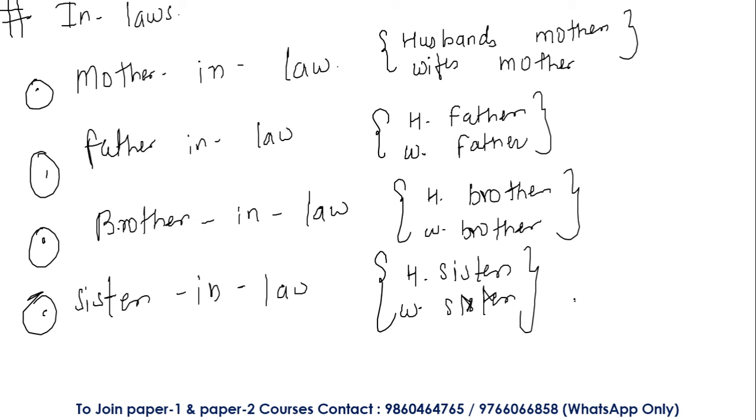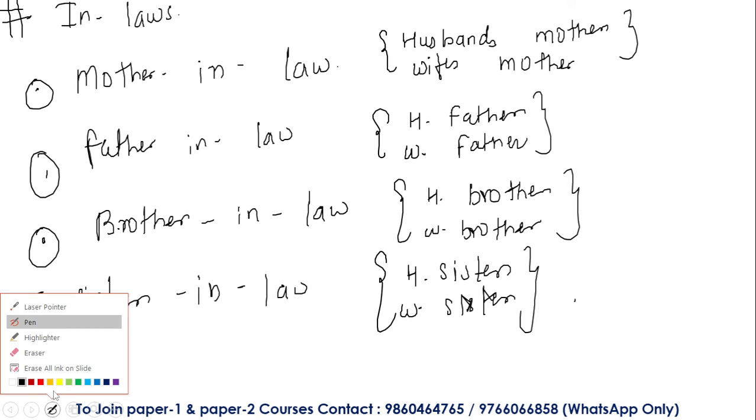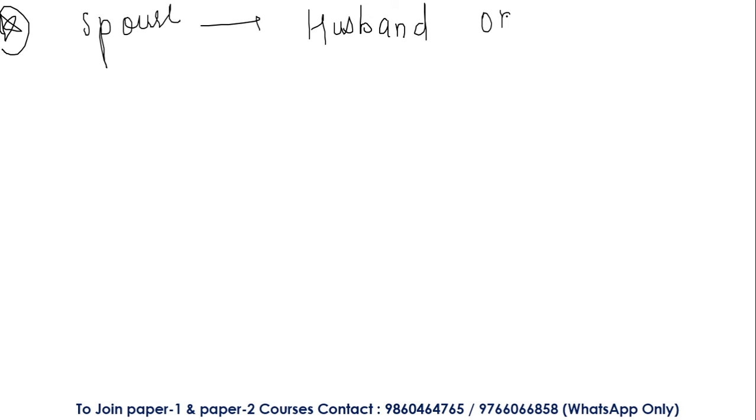One more thing that I would like to highlight, that is the spouse relation. Whenever we talk about spouse, many people think that spouse means wife. It's not just wife. Whenever we talk about spouse, we are talking about either husband or wife. Spouse is not limited to wife, it can be a husband or a wife. Please make a note of it. Many students get confused in this.